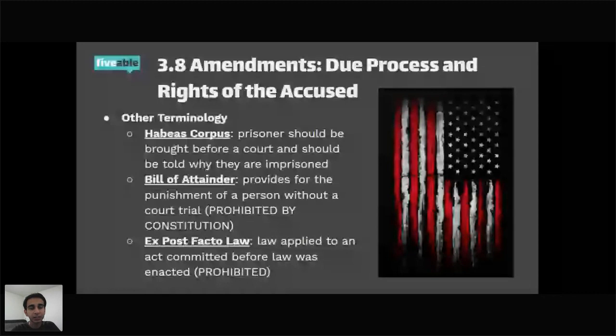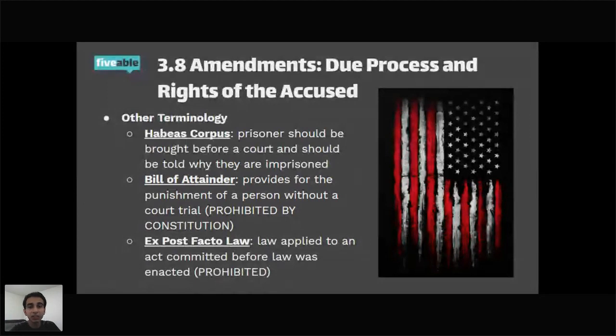Habeas corpus is basically when the prisoner knows what they are in prison for. As you know, Lincoln suspended it during his presidency. When that happens, it's considered an overreach of power. A bill of attainder is something that provides for the punishment of a person without a court trial. Now, the Sixth Amendment guarantees a fair trial, right? So a bill of attainder is prohibited by the Constitution.